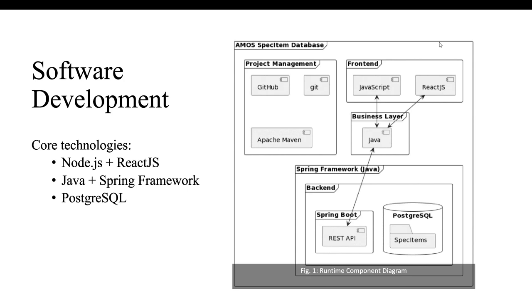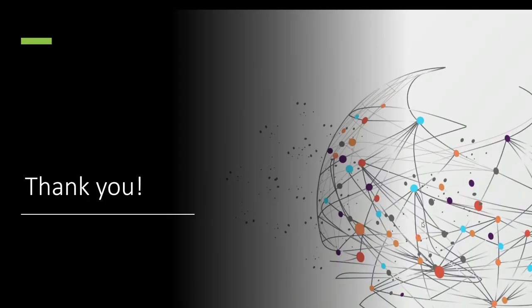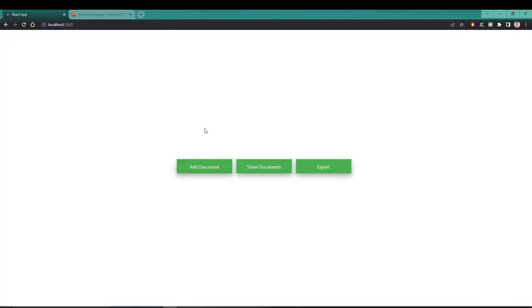As you can see, we run our application using Node.js and designed the UI using React.js, which communicates with Java and sends an HTTP request to the backend, where our Spring framework is handling them and executing the specified operations within the database. And our spec items are actually stored in a PostgreSQL database system. Okay, let's go to the app and show a demo.